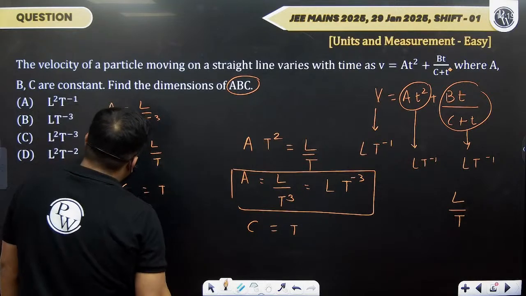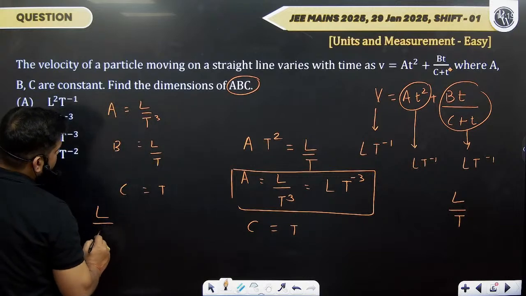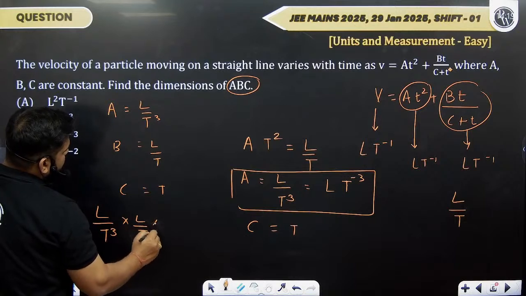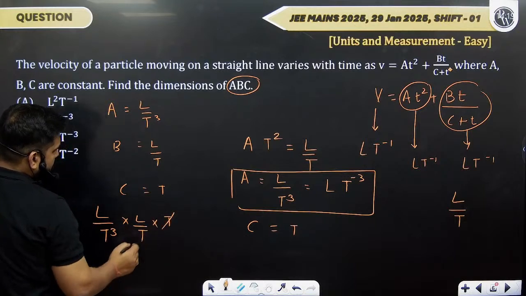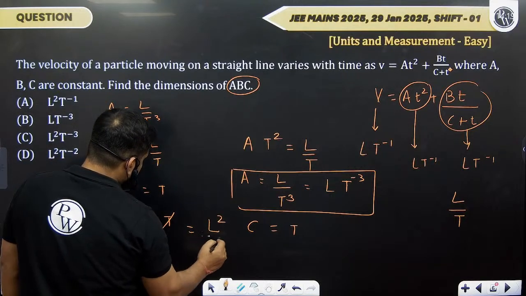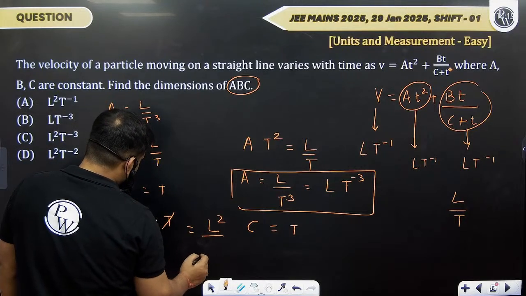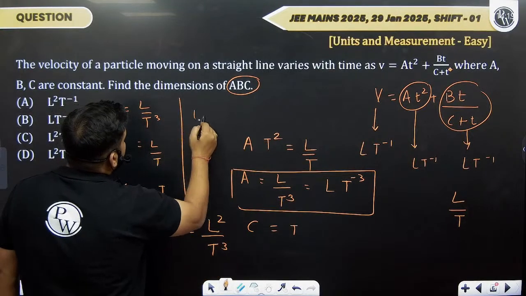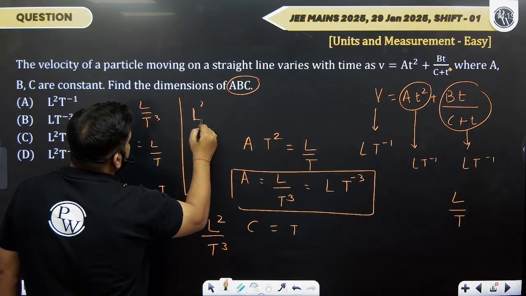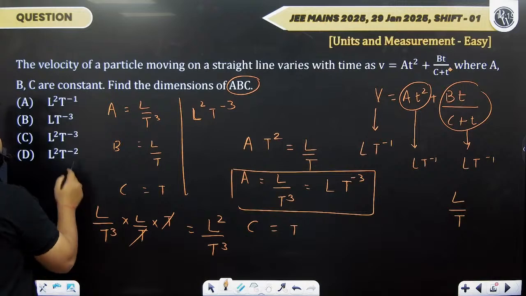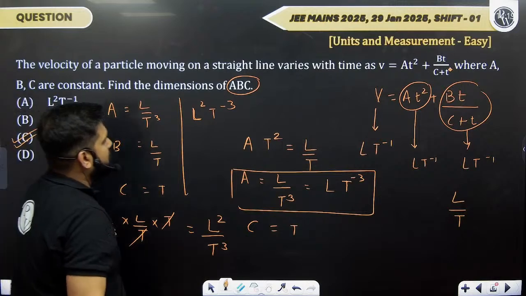If I multiply them, what do I get? You see, L T to the power 3 times L T times T. What do you get? This goes, and we have L to the power 2, right? And we'll have T to the power 3, which is L to the power 2 T to the power minus 3. Which option? L to the power 2 T to the power minus 3. Option C comes out to be correct.